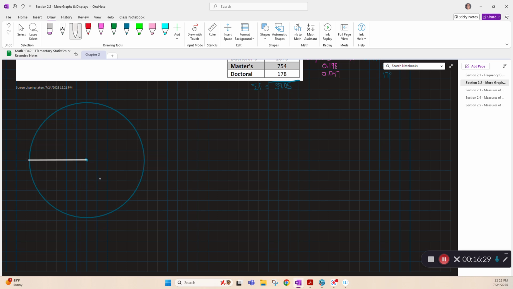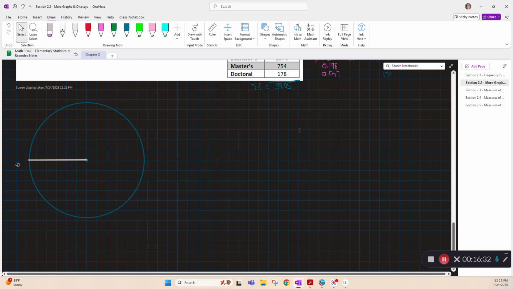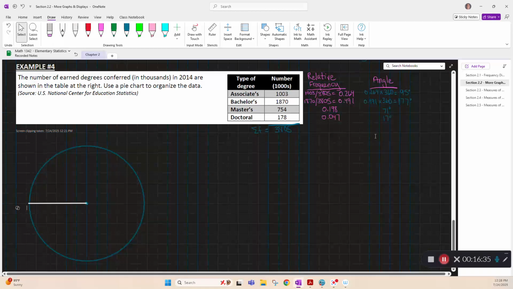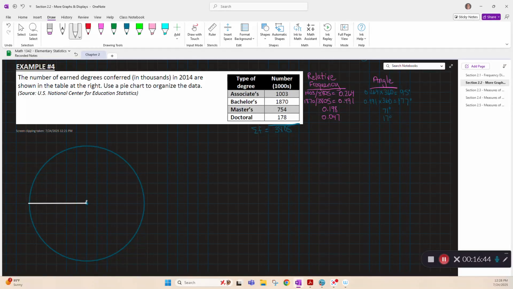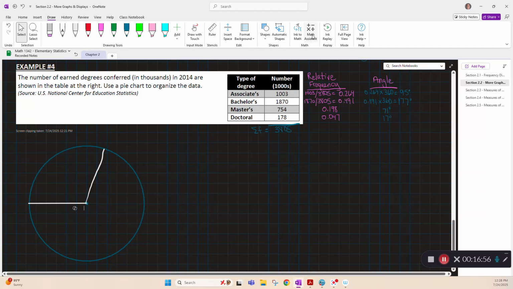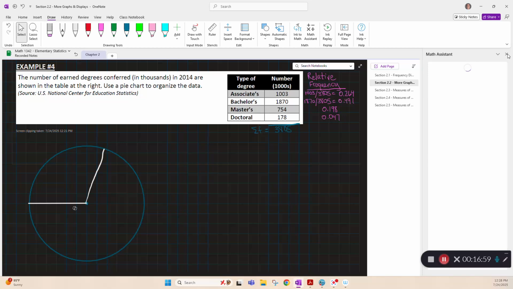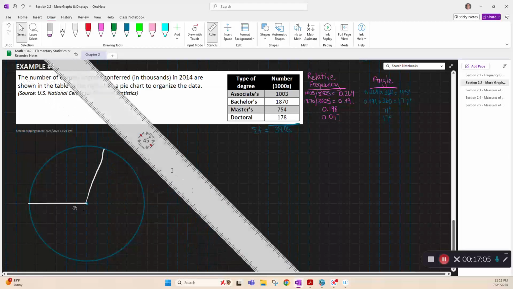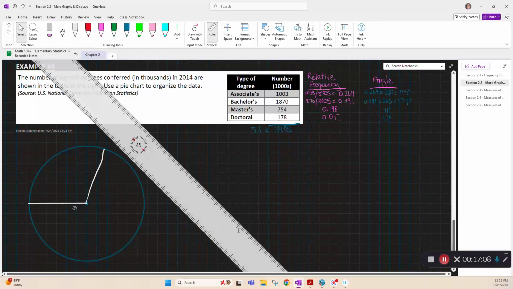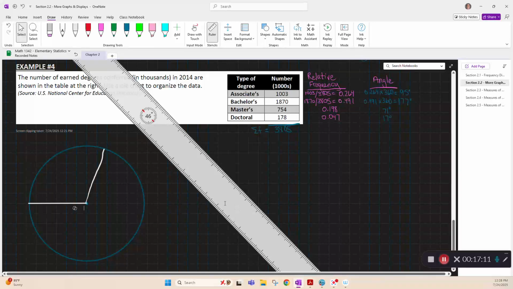There we go. Our first wedge is associate's degree, and it needs to be 95 degrees. Well, that's just past the right angle. Just a hair past it. So maybe right here is a 95 degree angle. I don't think I have a protractor I could put on here. Ruler. There we go. Got it. Now if I just figure out how to work it.